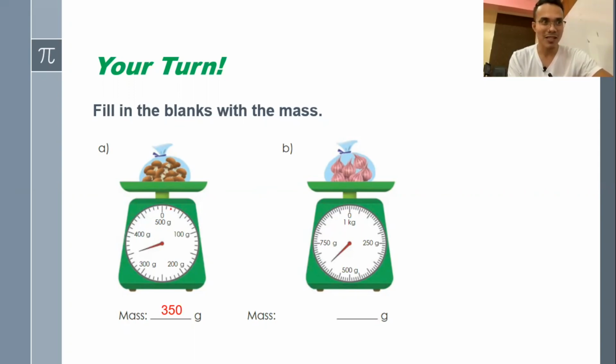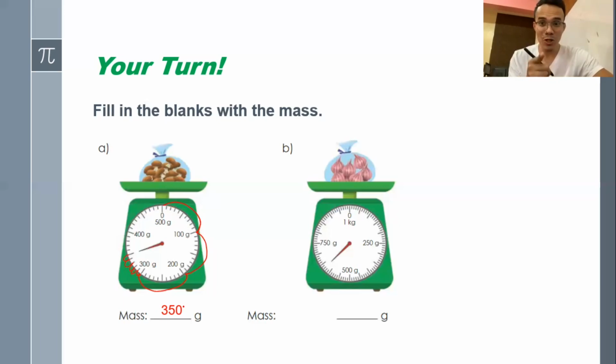Let's count. 0, 100 grams, 200 grams, 300 grams, 310, 20, 30, 40, 50. The needle is pointing this mark. Therefore, the mass of these objects is 350 grams.